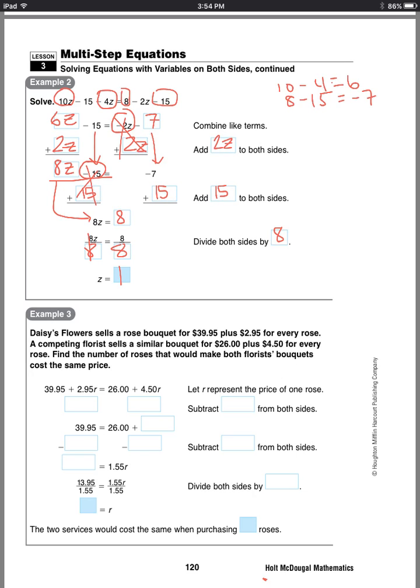Daisy's Flowers sells a rose bouquet for $39.95 plus $2.95 for every rose. A competing florist sells a similar bouquet for $26 plus $4.50 for every rose. Find the number of roses that would make both florists' bouquets cost the same price. So we want them to be equal. So Daisy's Flowers, $39.95, I guess for the vase, plus $2.95 per rose. And we want that to equal the competing florist that charges, I guess, $26 for the vase plus $4.50 per rose.